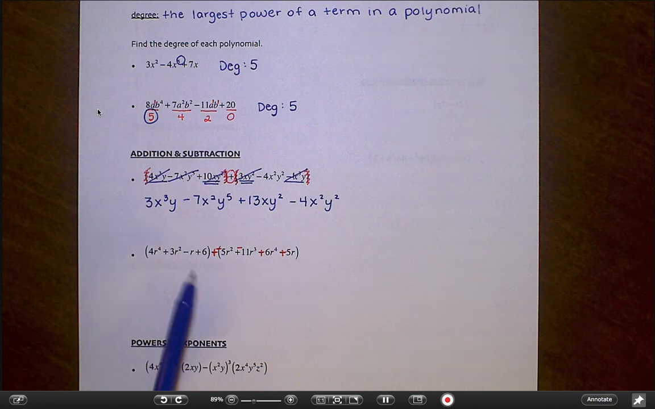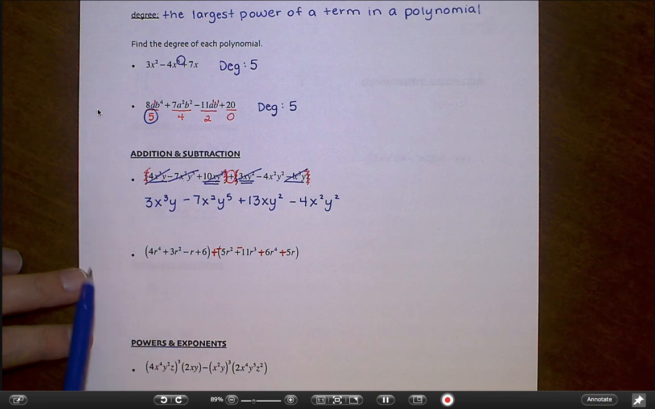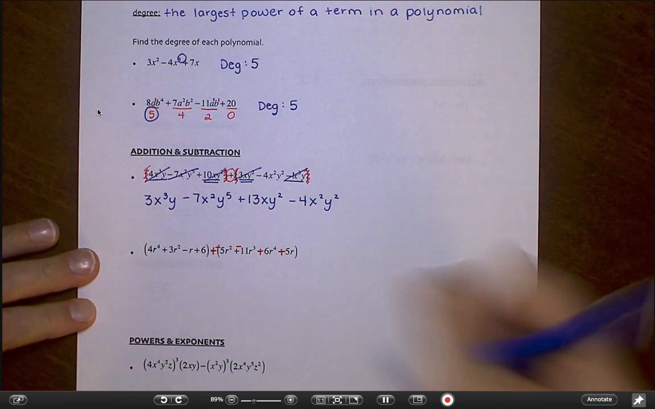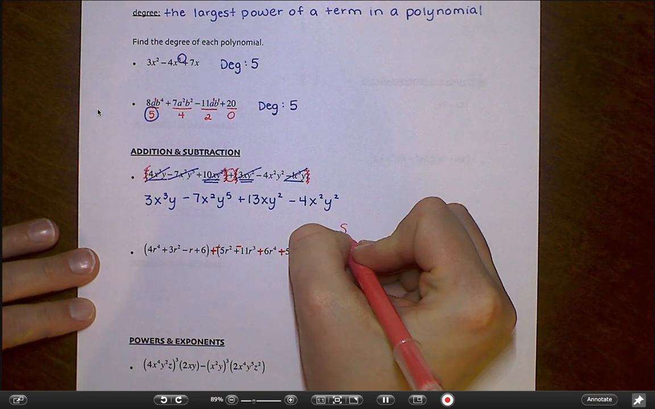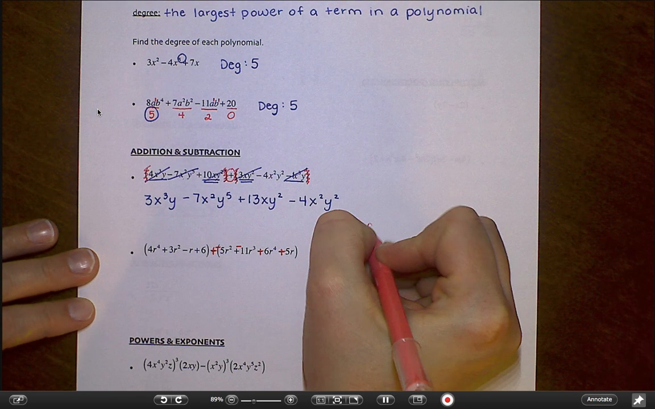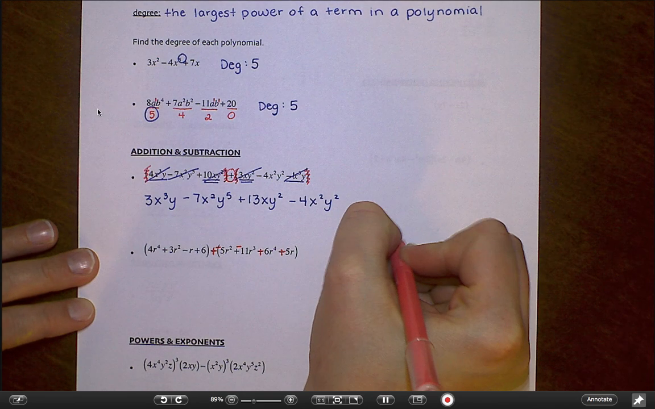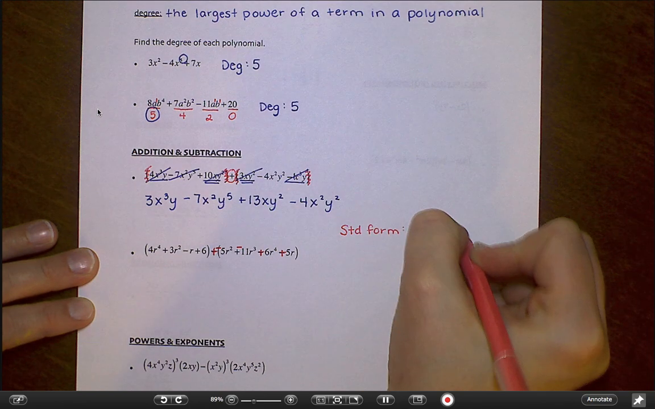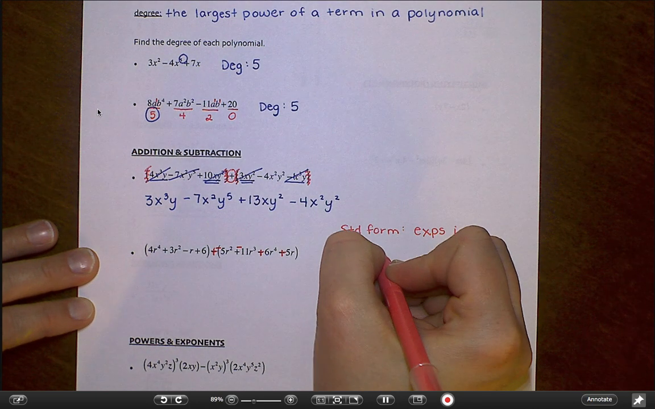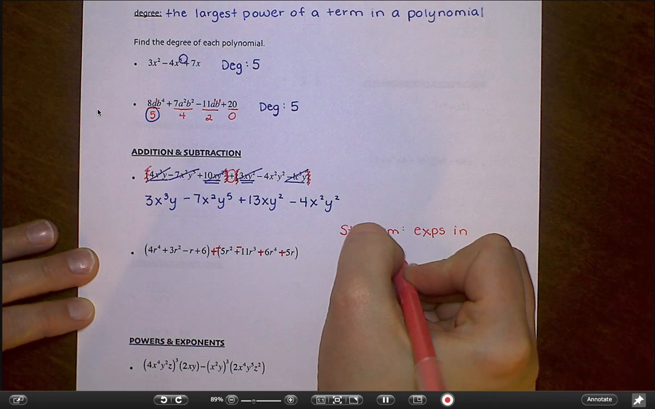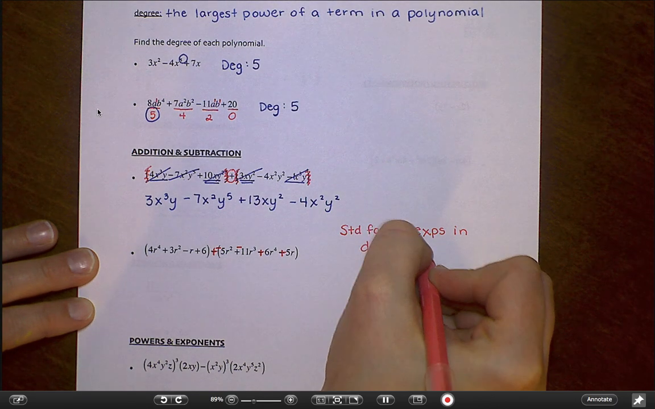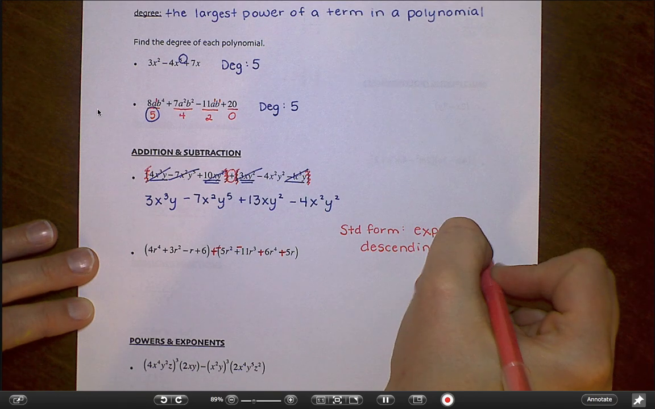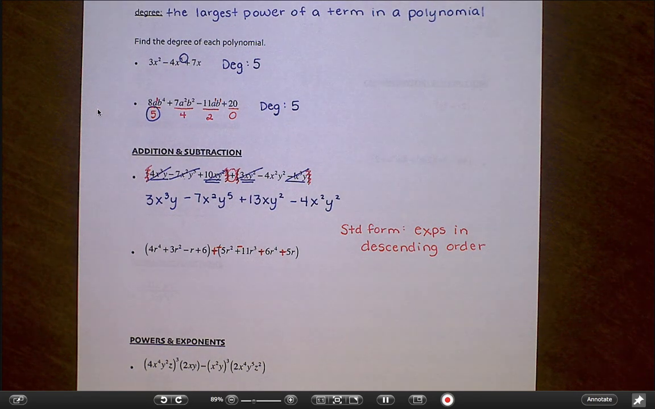So in this one, I'm also going to emphasize writing my answer in what's called standard form. Okay, I'm just going to make a note off to the side here that standard form is when the exponents are in descending order, meaning they go from largest to smallest. We typically try to write our polynomials in standard form whenever possible.